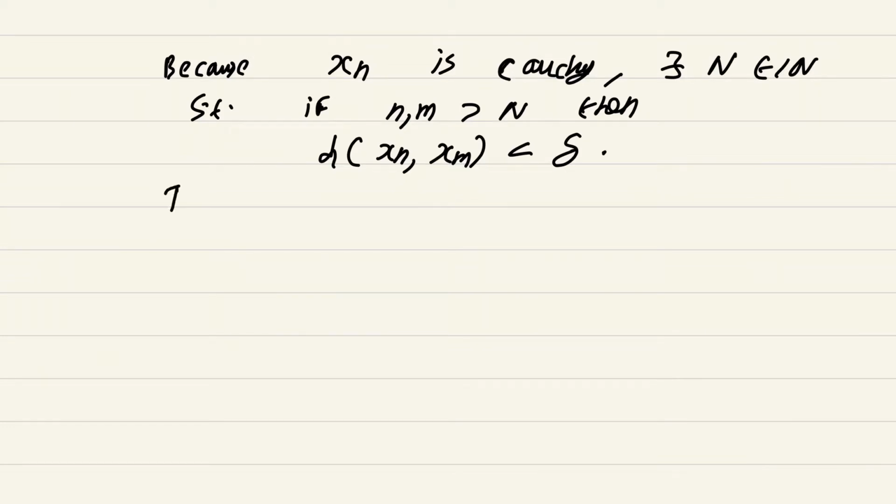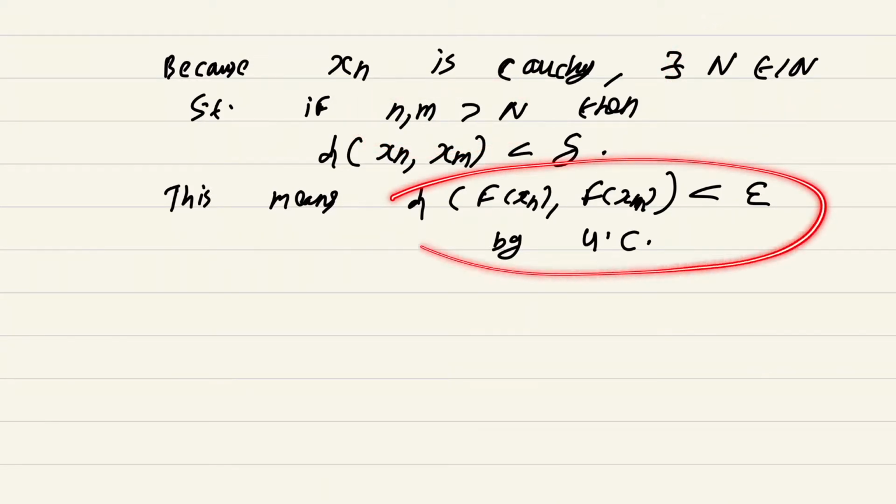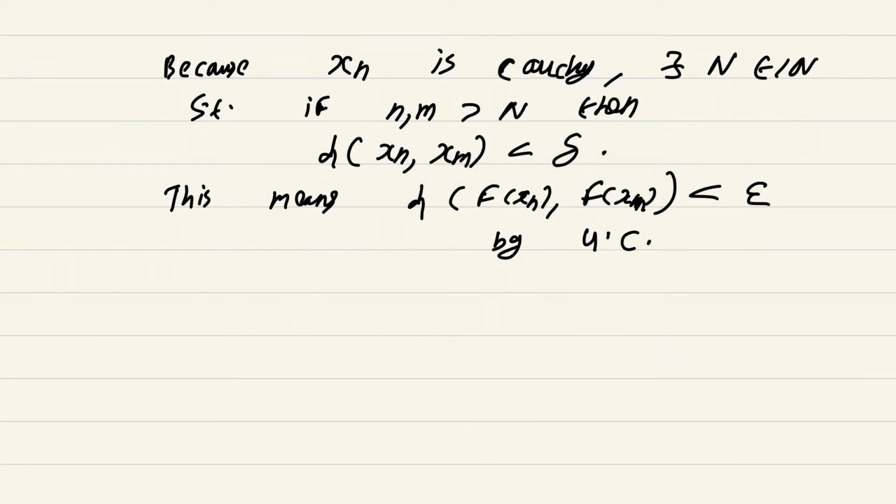This means d(f(x_n), f(x_m)) is less than epsilon. This is by uniform continuity. I'll just abbreviate it as UC. So by uniform continuity, what we have shown is that given any epsilon, we can find a capital N so large that if n, m are greater than capital N, then d(f(x_n), f(x_m)) is less than epsilon. Okay, so this shows that we have Cauchyness being preserved by uniformly continuous functions.